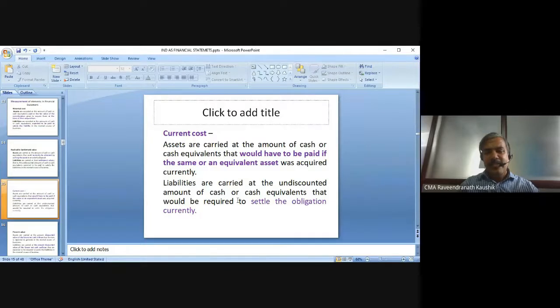And what are the current costs for liability? Liabilities are carried at the undiscounted amount of cash or cash equivalent that would be required to settle the obligation currently. So anything which needs to be done at the present moment of time, either you want to sell that asset or dispose of that liability, that is called the current cost of that asset or liability.